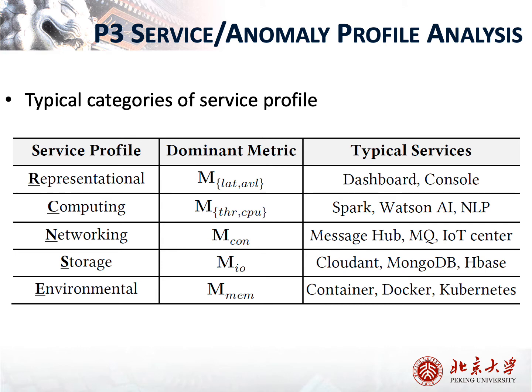Thus, we can make a summary of typical categories of service profile showed in this table. Every service has its own best dominant metric. The categories are denoted as R representational, C computing, N networking, S storage, and E environmental. Later, we will use this profile to compare similarity between anomaly behavioral graphs.